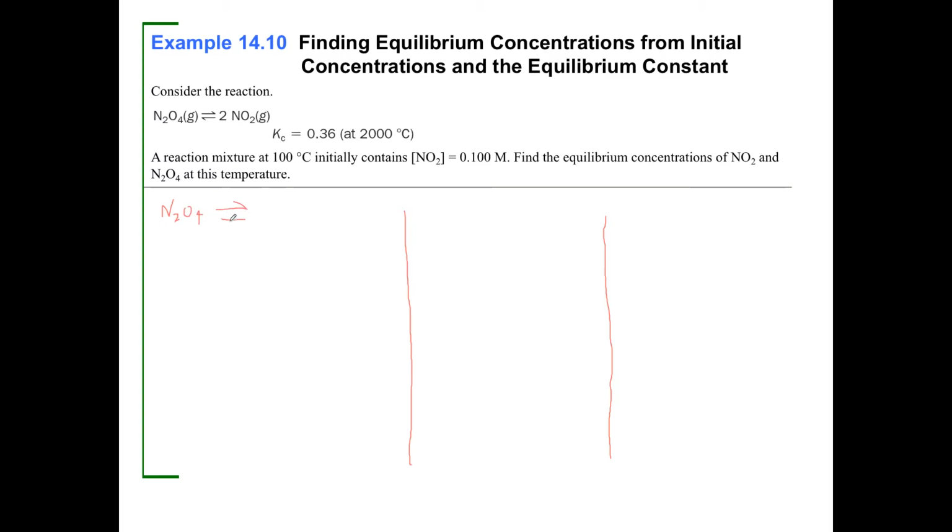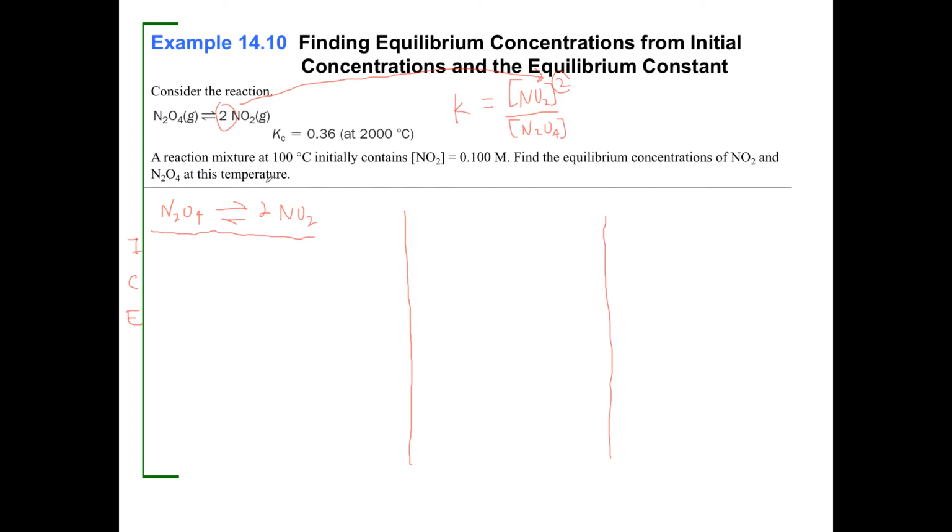N2O4 is in equilibrium with 2NO2. I'm going to write the equilibrium expression up here. It's NO2 squared over N2O4. You know why that's squared, don't you? Okay, we've been doing this a good bit. Hopefully that's clear to you. Okay, so I'm going to do my ICE table over here, ICE.